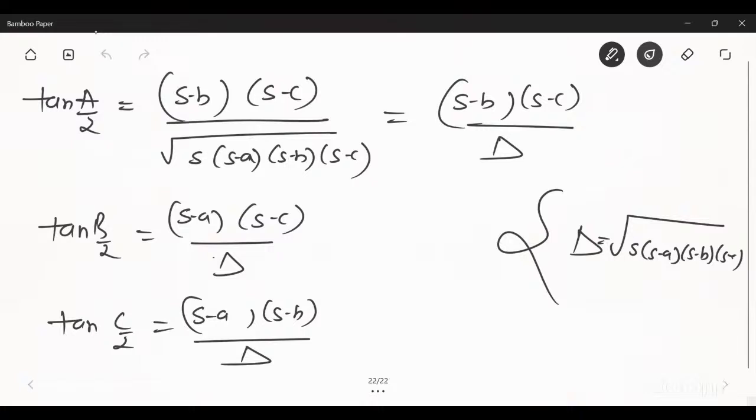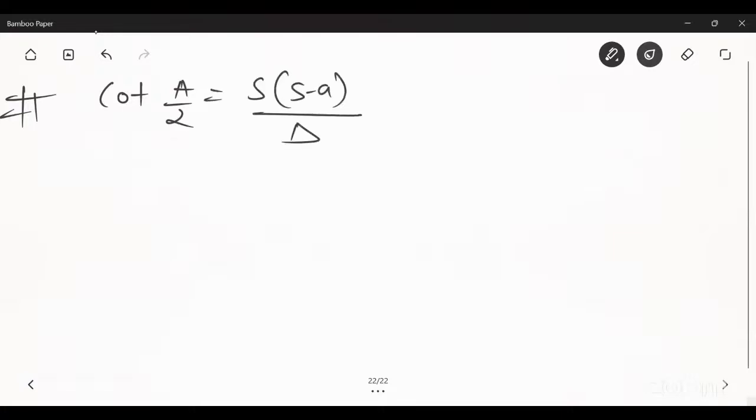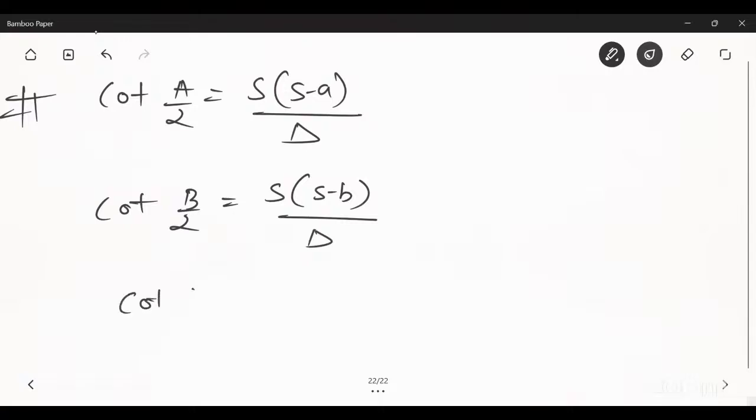And the formula of cot A/2. cot A/2 is equal to S(S minus A) upon delta. So in cot A/2, A is taken, rather than the two other sides. The value of cot B/2 is S(S minus B) upon delta, and cot C/2 is equal to S(S minus C) upon delta. So those are your half angle formulas.